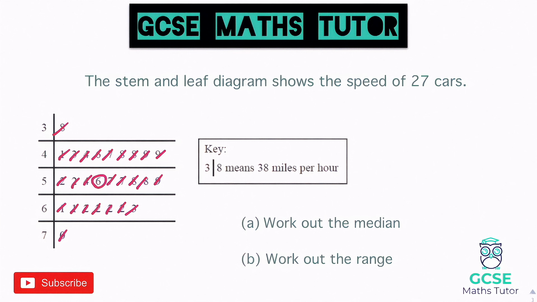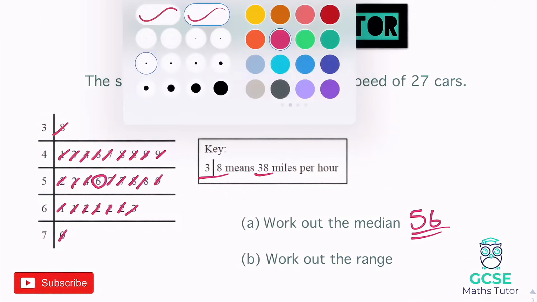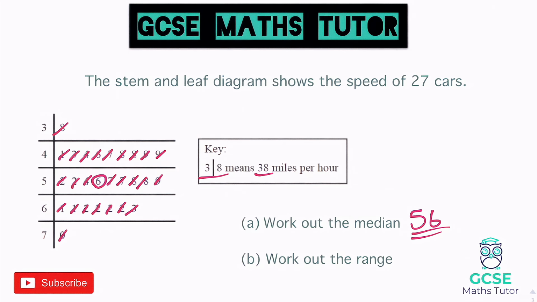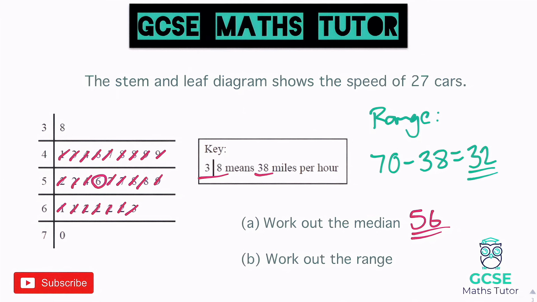Don't forget the key though, it says 3-8 or 3 line 8 means 38. So that's next to the 5, so it's 5 and 6, which is 56. So the median there would be 56. Working out the range, we want to look at which one's the smallest and which one's the biggest. Let's have a look. If I get rid of some of my lines here, the smallest number there is 38, the biggest is 70. So to work out the range, which I'll do up here, so the range will just be 70 the biggest, take away 38 the smallest, which is 32 as my range there. Again, there's median and range from a stem and leaf.